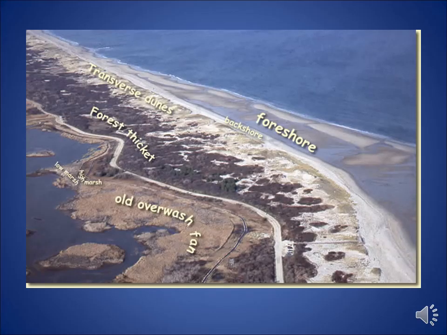And this is an actual aerial photograph of a barrier island showing the foreshore with the bars, the beach, the dunes, and you can see what an old overwash fan would look like.